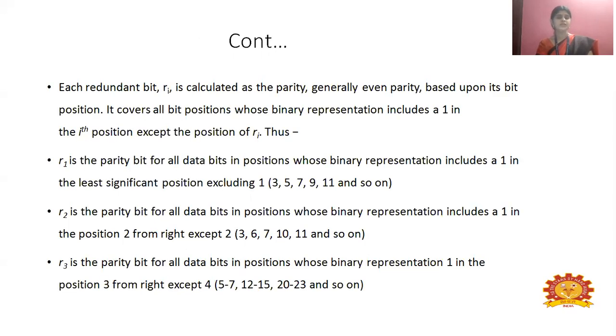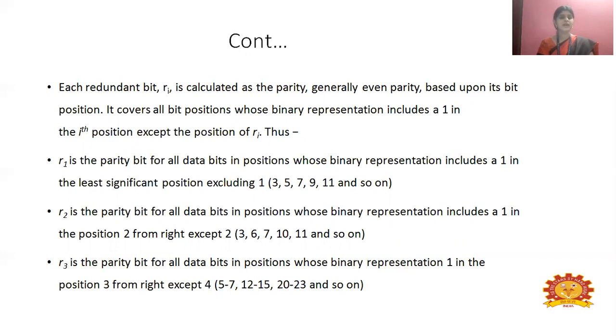So each redundant bit, that is Ri, is calculated as the parity, generally even parity, based upon its bit position. It covers all the bit positions whose binary representation includes a 1 in the ith position, except the position of Ri.